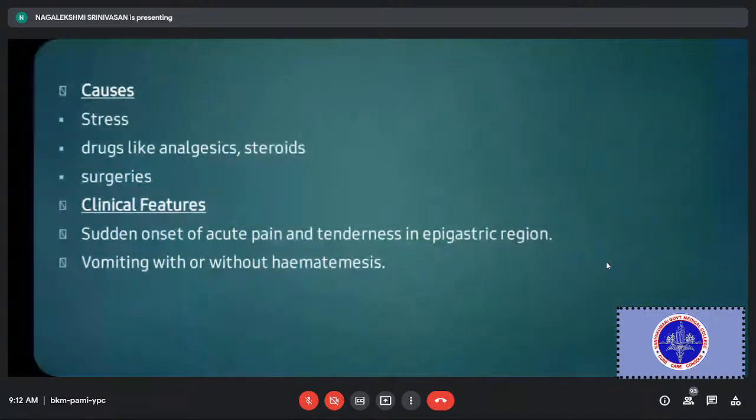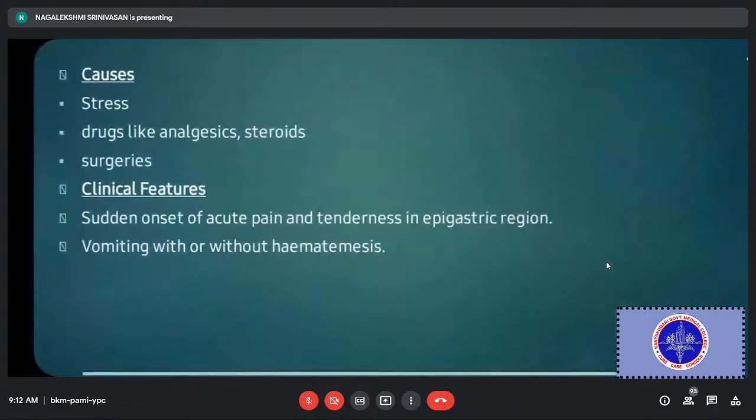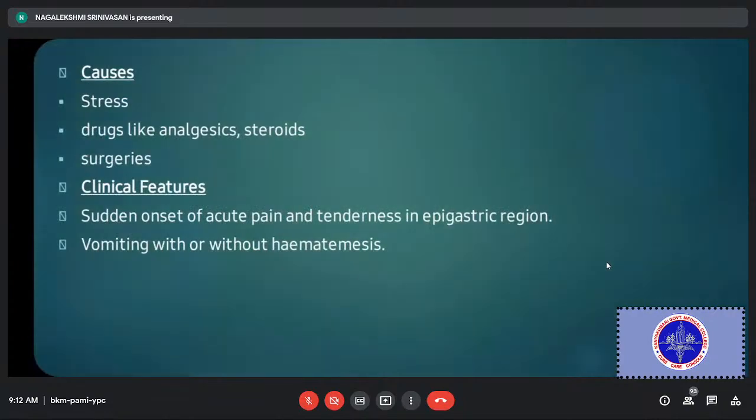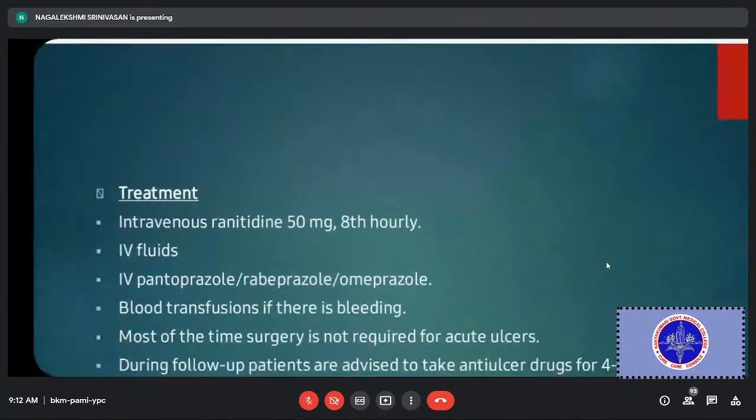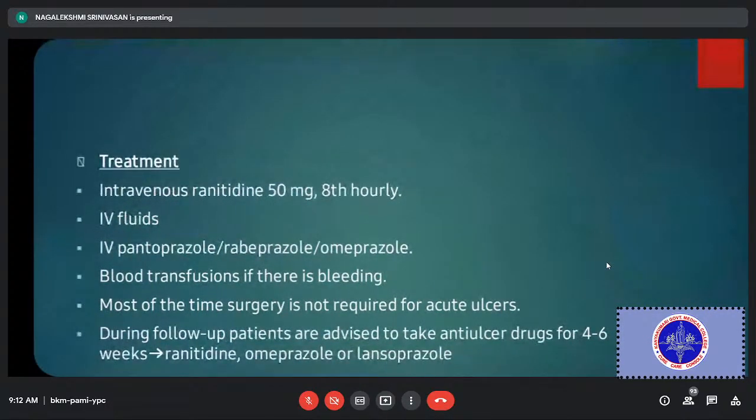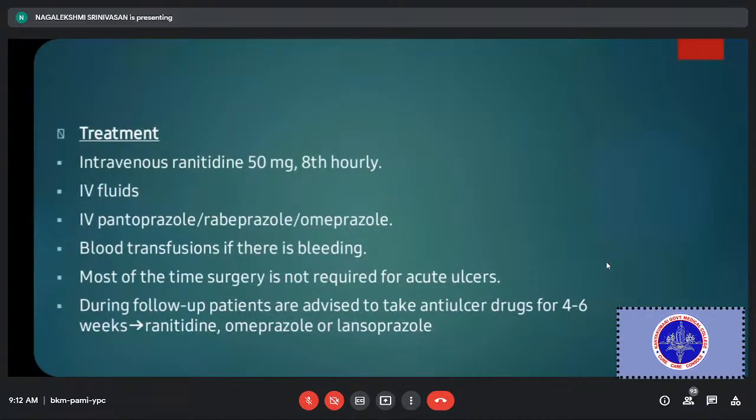So, common causes: abdominal pain and tenderness. There will be tenderness on clinical examination, in the epigastrium. The patient will complain of vomiting, with or without hematemesis. Treatment usually will be intravenous ranitidine, or oral ranitidine can also be given in milder cases.